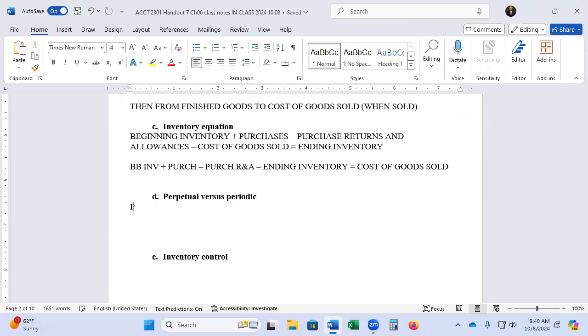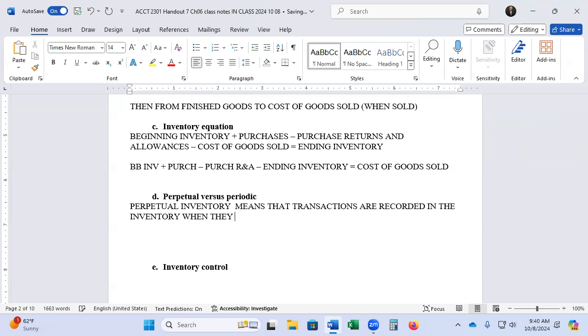Okay, perpetual means that transactions are recorded in the inventory when they happen. So the inventory account is up to date.